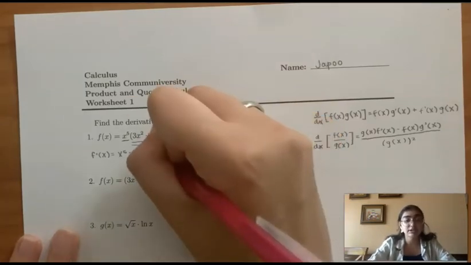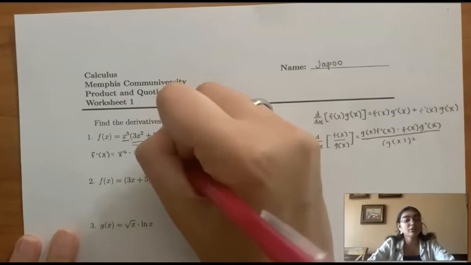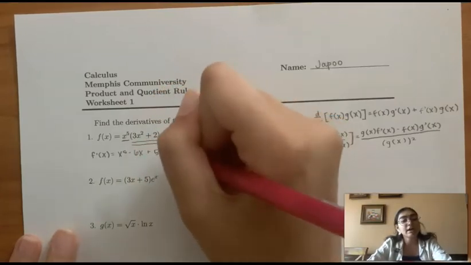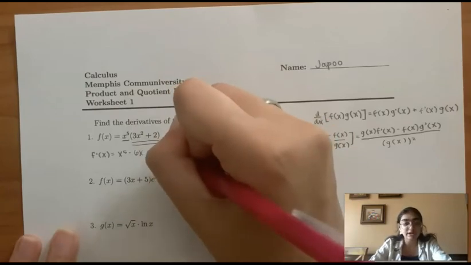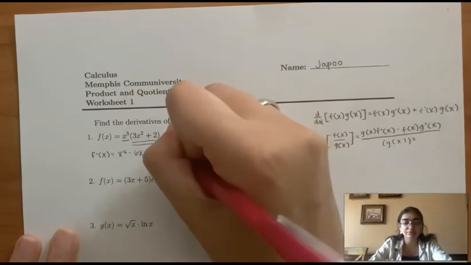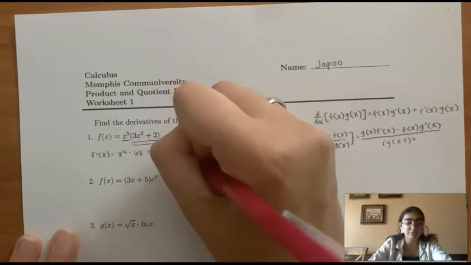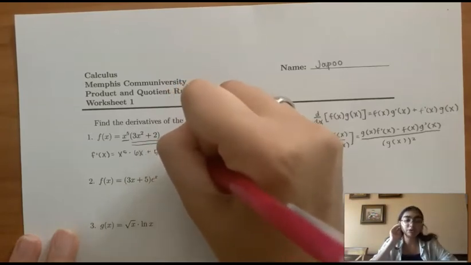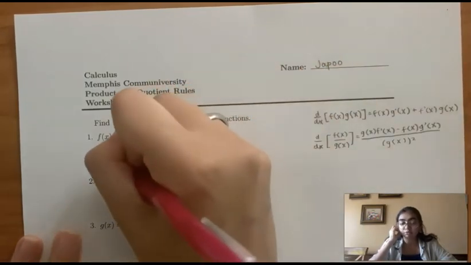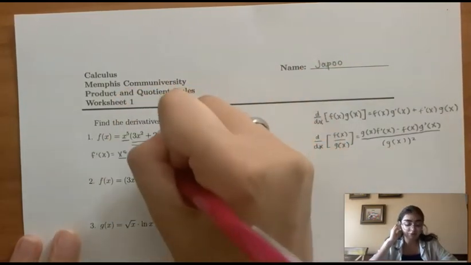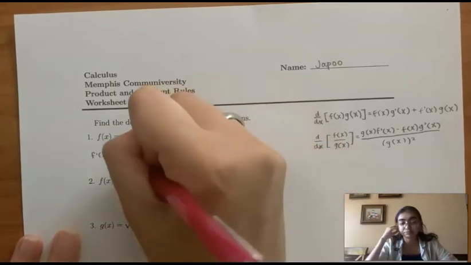And now we're going to take the derivative of x to the 5th and keep 3x squared plus 2 the same. So again, it's the same power rule that we just used. So we bring down the 5, giving us 5x, and then subtract 1 from 5, giving us 5x to the 4.